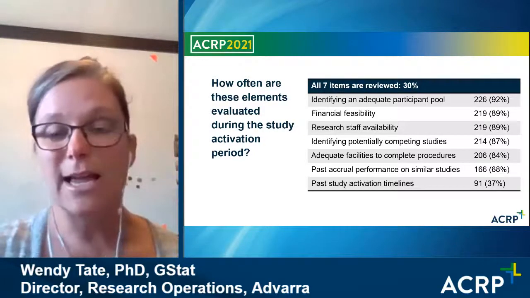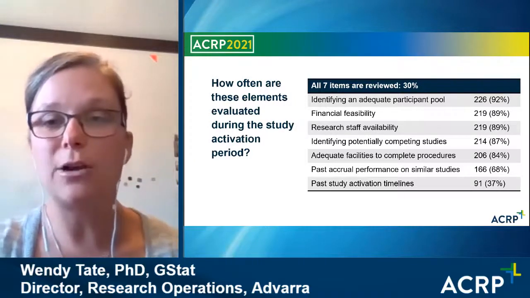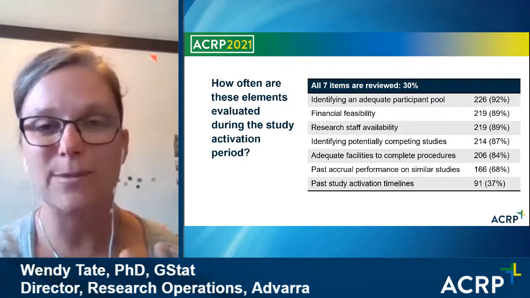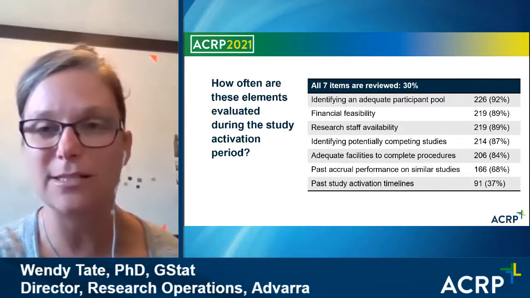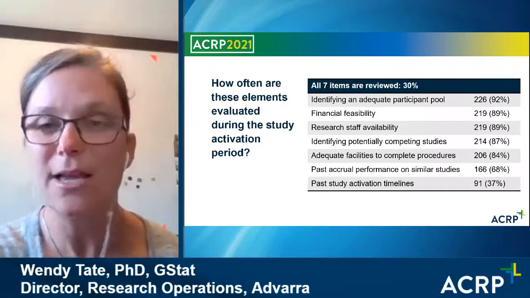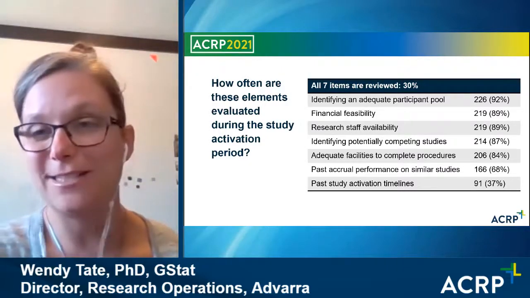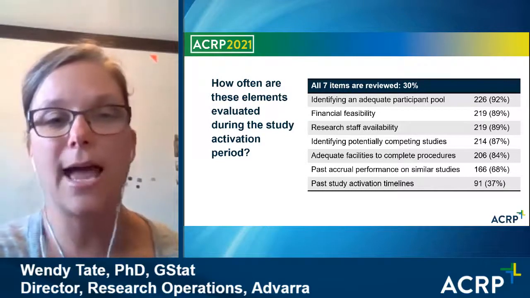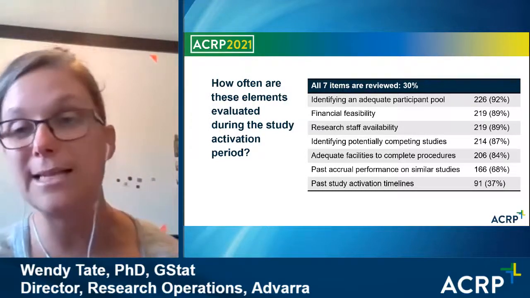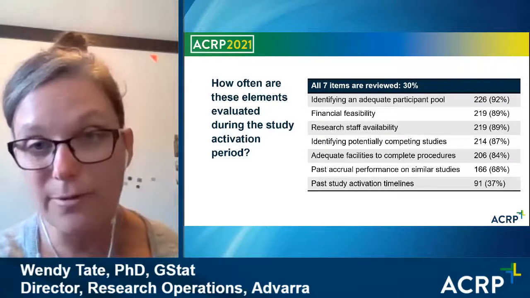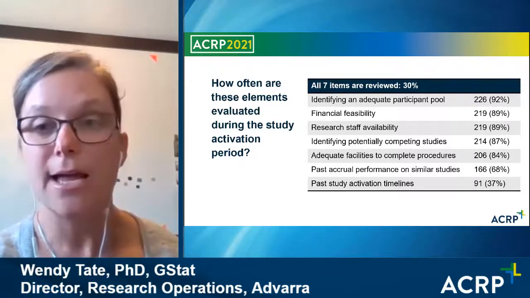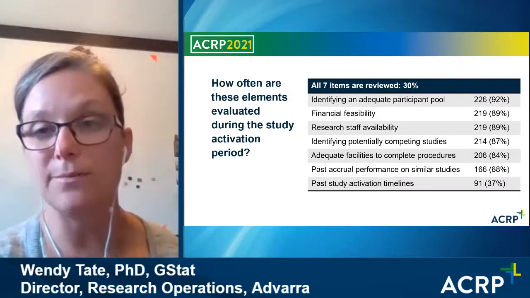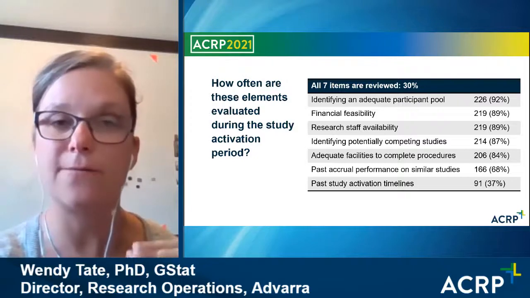But really, it goes down pretty quickly when you're getting into the low 80s with adequate facilities. I mean, that's 16% of sites that don't know if they have the adequate facilities to complete the procedures, or they just assume that they do, or they'll figure it out later. And again, getting back into looking at past performance, how that might implicate your future performance, those numbers go down sharply. And so taking a look at all of these for a complete protocol feasibility analysis is going to set your site up for success.